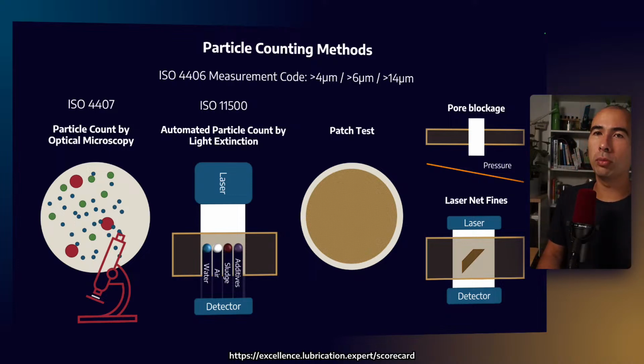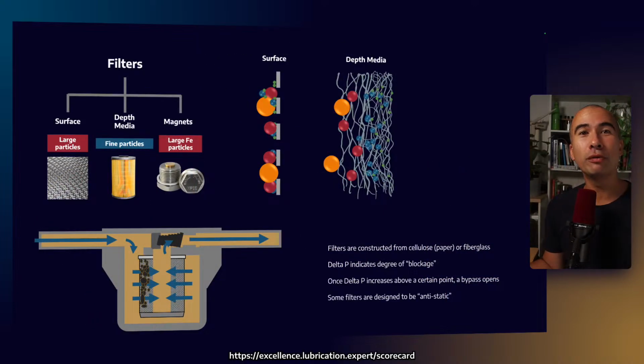There's also the pore blockage method, in which we allow an oil to go through a membrane, and based on the increase in pressure, we can get an idea of the ISO code. There's also something called laser net fines, right, where we are actually characterizing the types of particles that we see in the detector. So now that we know how to measure particles, how the hell do you remove them, right?